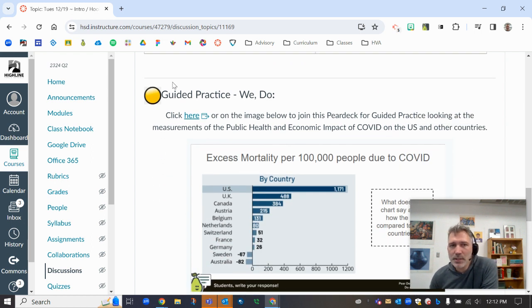And what we want to do with this guided practice now is to start looking at some of these charts to see what the public health and economic impact of COVID was.